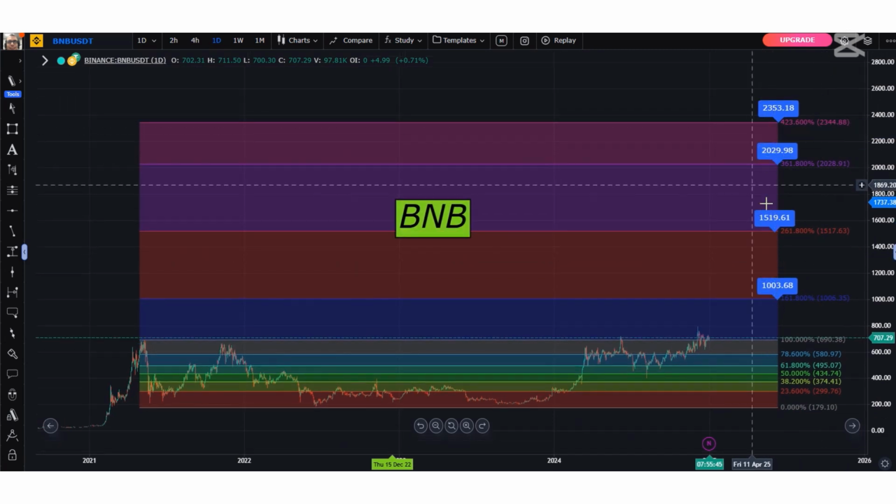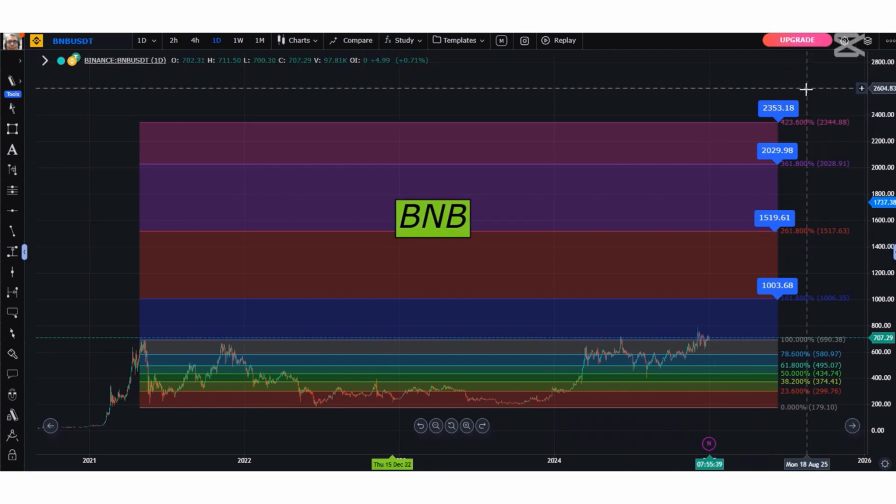I would say right around here. This might actually top off and go a bit above this. I wouldn't be surprised if it actually does. But I'll be feeling pretty good about $2,000 on BNB. Let's go.